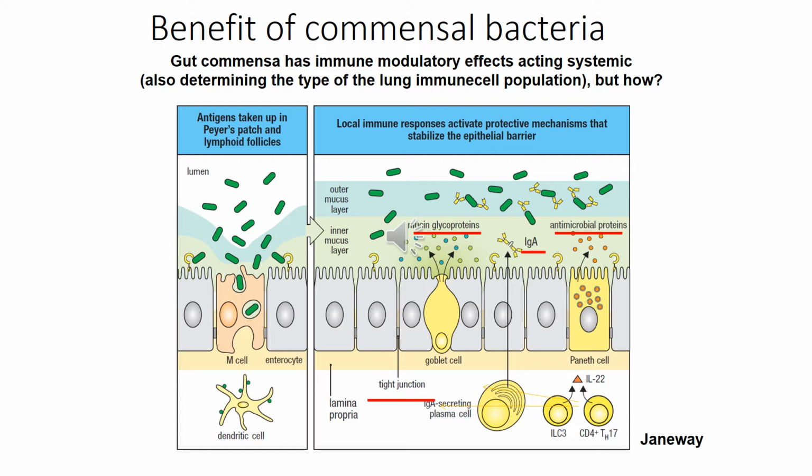So commensals maintain mucin production by the goblet cells. Commensal bacteria will maintain and stimulate IgA secreting plasma cells. They will also maintain a continuous production of antimicrobial peptides. And this baseline activation of the mucosal surface and the epithelial cells is very important for the preparedness to defend against pathogenic bacteria and viruses.